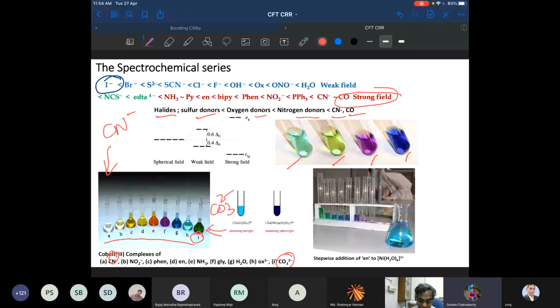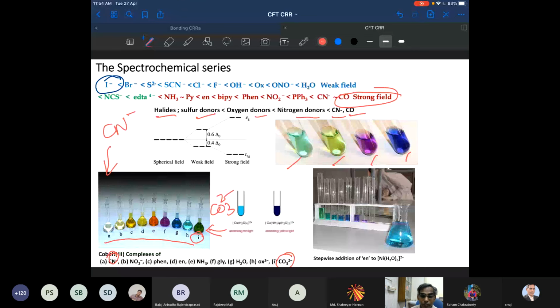Sir, is it because it is a sigma donor pi acceptor? Let us not go there. Simply tell it in terms of strong field versus weak field. Of course, the acceptor-donor concept will come, but let us not discuss it now. We will simply talk in terms of the energy gap.